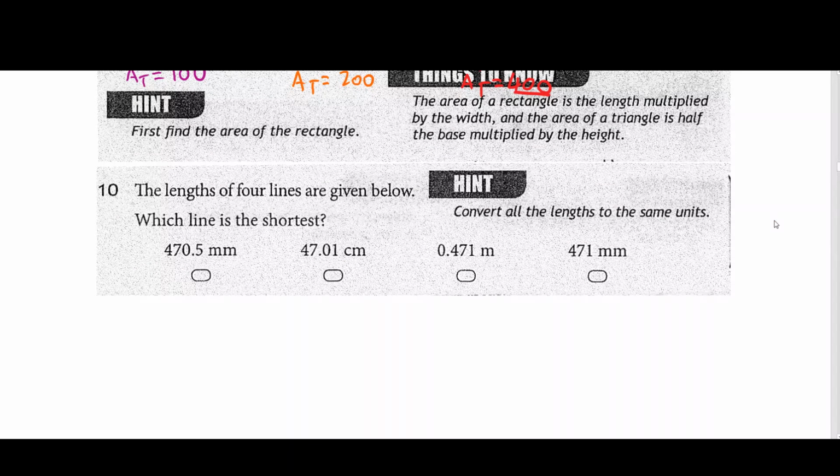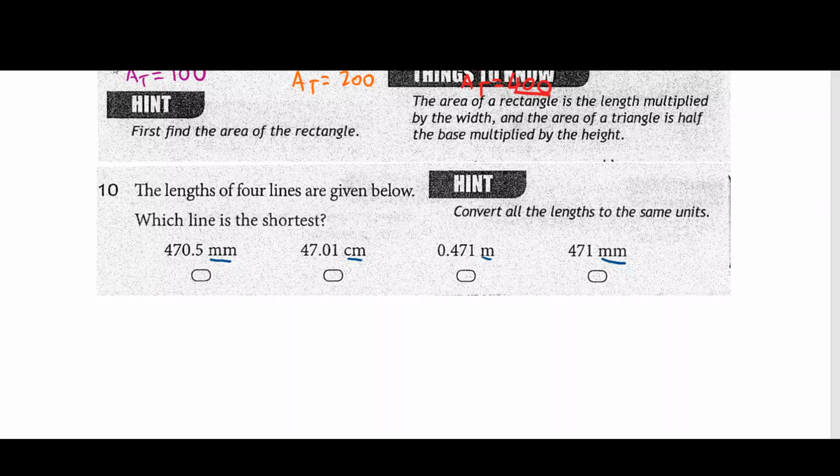Number 10. The lengths of 4 lines are given below. Which line is the shortest? Alright, so we need to put everything to the same units. So I'm going to move everything to millimeters, because 2 of these are in millimeters. This first one's in millimeters, and this last one's in millimeters. So I'm going to change the centimeters and meters to millimeters.